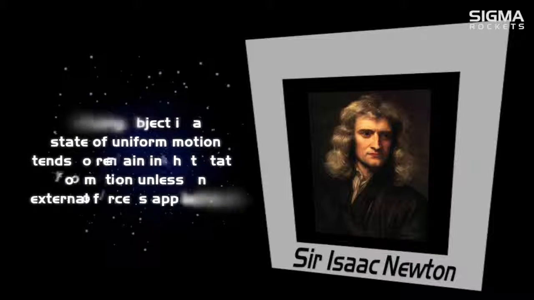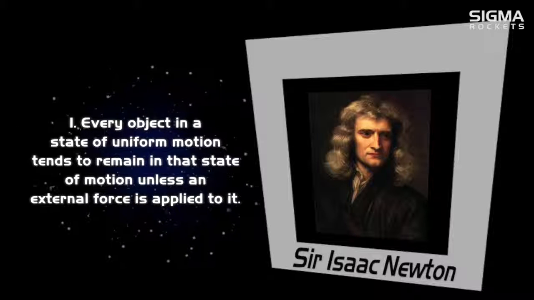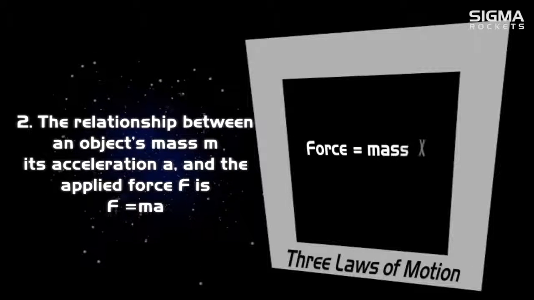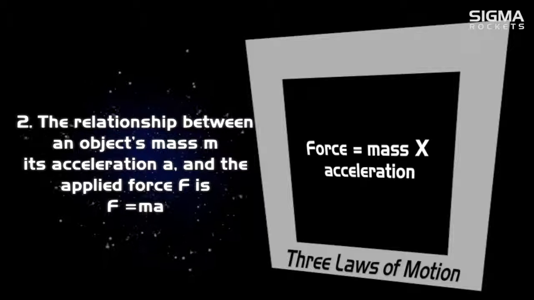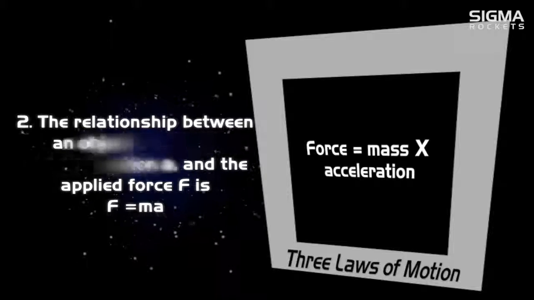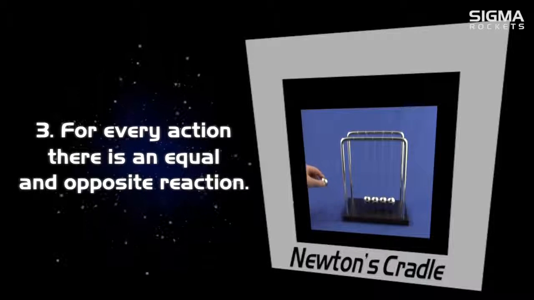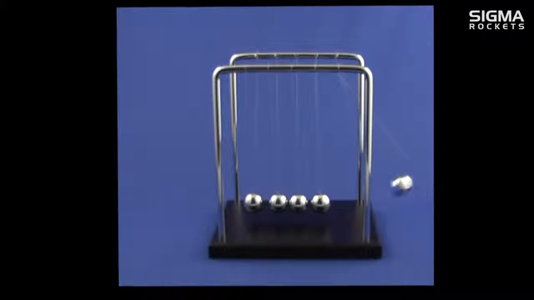Every object in a state of uniform motion tends to remain in that state of motion unless an external force is applied to it. The relationship between an object's mass m, its acceleration a, and the applied force F is F equals ma. For every action, there is an equal and opposite reaction. We are demonstrating this third law using a Newton's cradle. Notice that we get the same number of balls rising from the cradle as we let go.